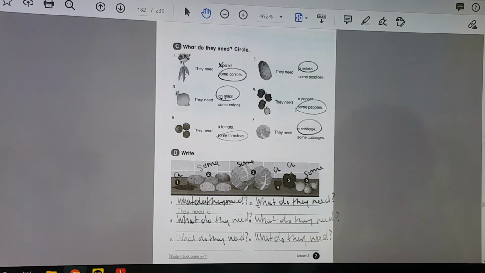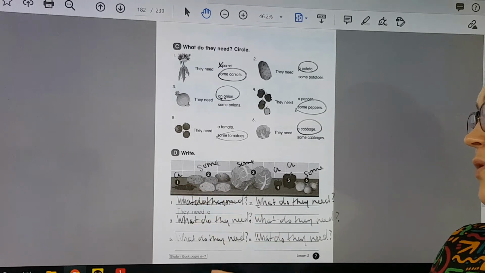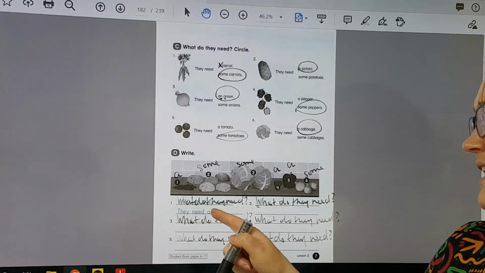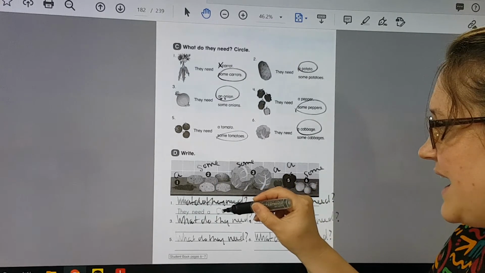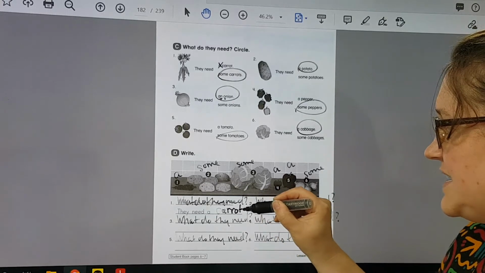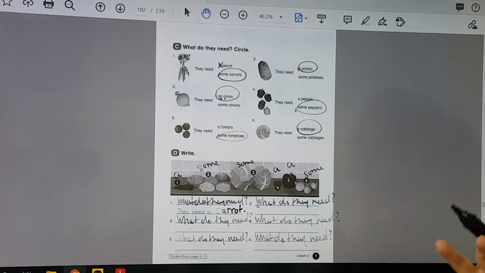All right, if you're not done writing the question yet, you can just stop and pause the video and you can finish writing the question. The question is the same for everyone. Don't forget capital W and question mark. Whenever there's a question, we need a question mark. All right, for number 1, what do they need? They need a carrot. And how do you spell carrot? C-A-R-R-O-T, period. It's not a question, it's a sentence, a statement.